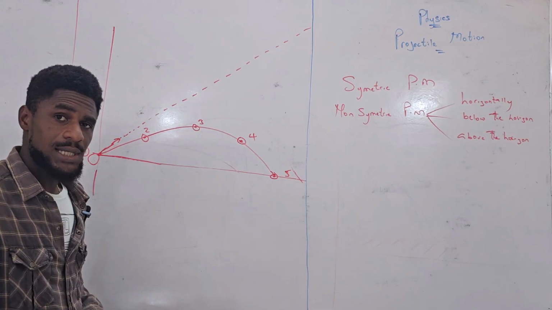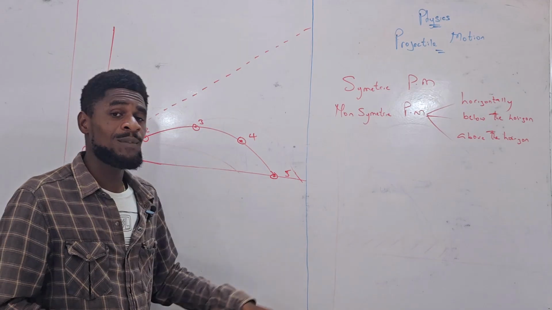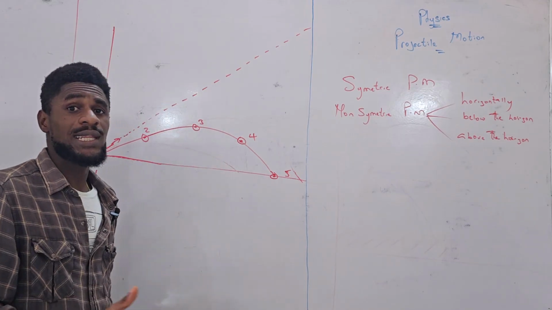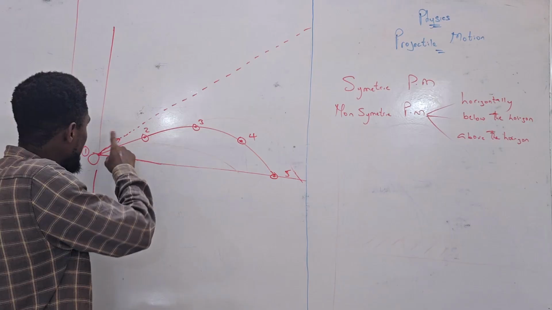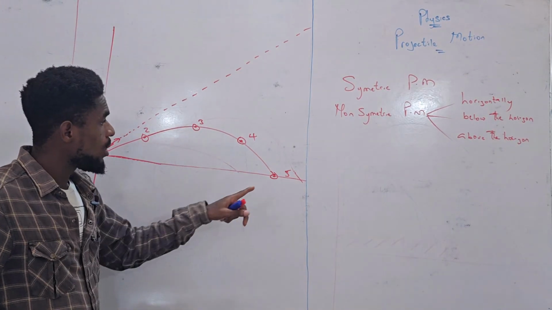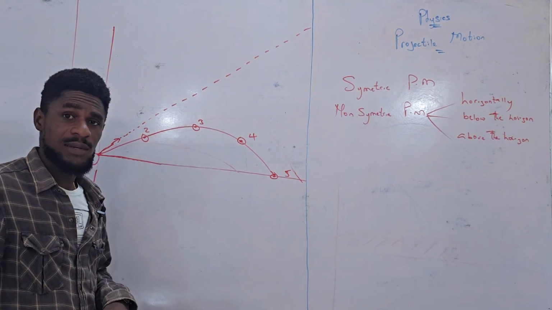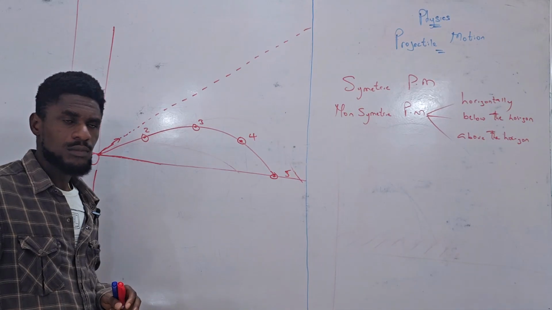So it is starting and ending at the same level. Now, I said two things. The first one, starting and ending at the same level. The second one, you are throwing at an angle. So if you throw an object at an angle, and it starts at the same level and ends at the same level it starts with, then we're talking about symmetric projectile motion.